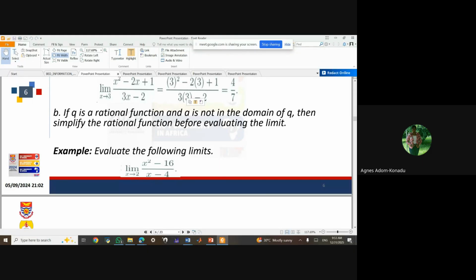So this is the limit as x approaches 4. Please, this is a mistake. It's not approaching 2, it is approaching 4. The limit as x approaches 4 of x squared minus 16 over x minus 4. What is the domain of this function?